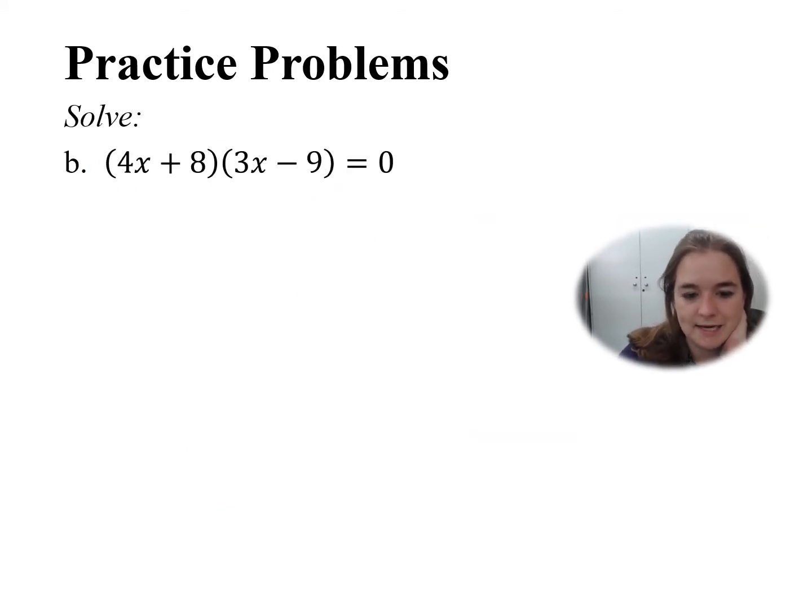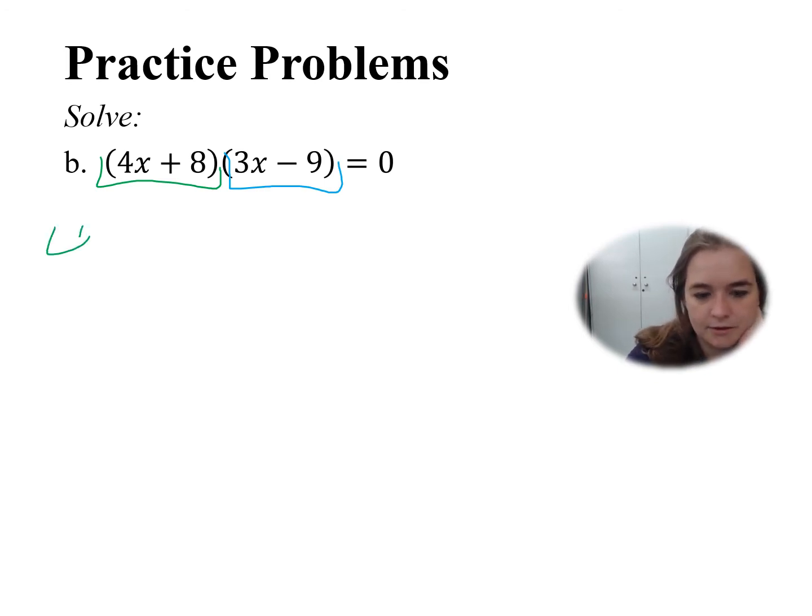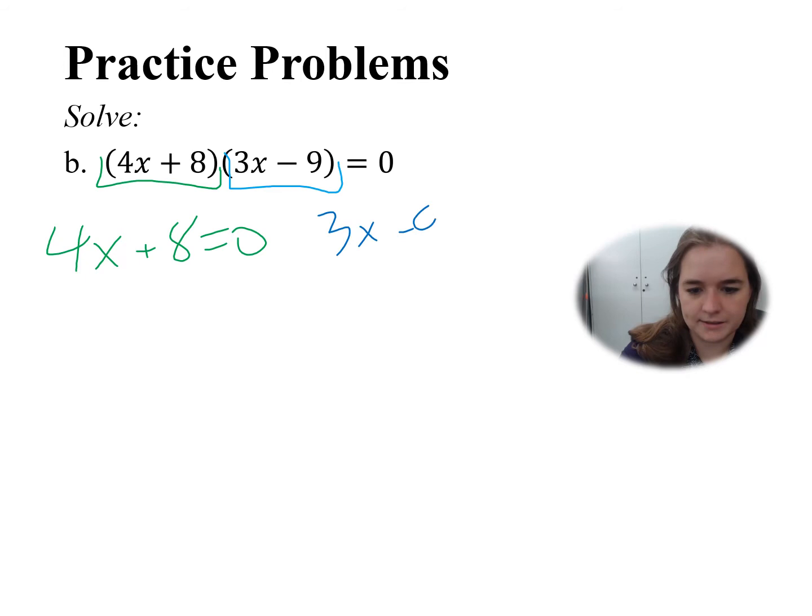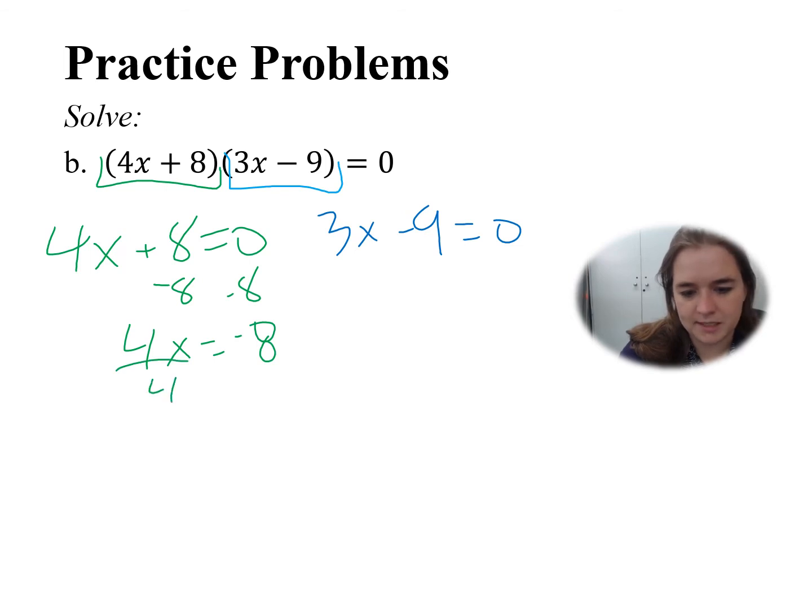If I practice this again, well, I'm using that same idea that either A equals 0 or B equals 0. So I can rewrite this. I know that either 4x plus 8 equals 0 or 3x minus 9 equals 0. Solving this first half, if I take away 8 from both sides, I get 4x equals negative 8. Divide both sides by 4, and I get a final answer. One possible value for x is negative 2.